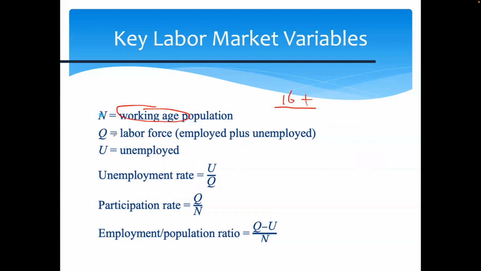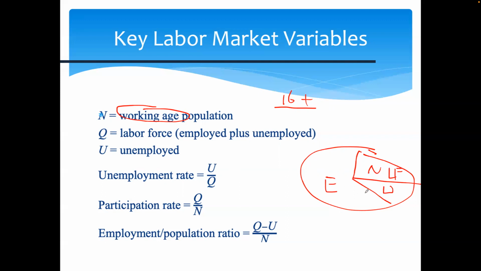And then among this working age population, we have a labor force. Actually, I can draw a diagram to show you. So this is the population, 16 plus. And then you have someone in the labor force, and this is someone not in the labor force. People who are in the labor force include those who are unemployed and employed. That's E plus U. E stands for employed, U stands for unemployed. E plus U is equal to Q, which is the size of the labor force.